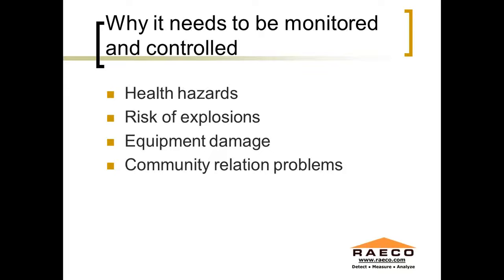So community relation problems often aren't tied to necessarily a standard because the levels are below what the EPA would dictate for your ambient air quality standards, but it's certainly an area where a lot of monitoring is done and an area that's really a good fit for a real-time device, like a photometer.